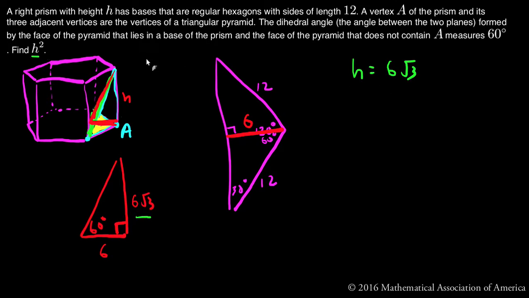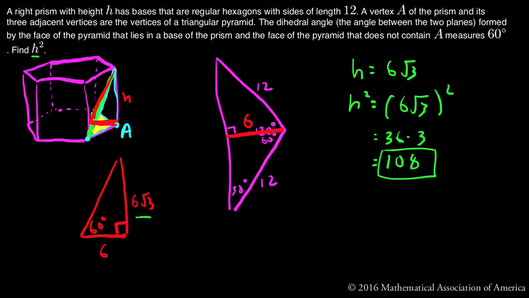I want to find h squared, which is going to be 6 root 3 squared. I square 6, get 36. Square root 3, get 3. 36 times 3 is going to be 108, which is the answer to this problem.